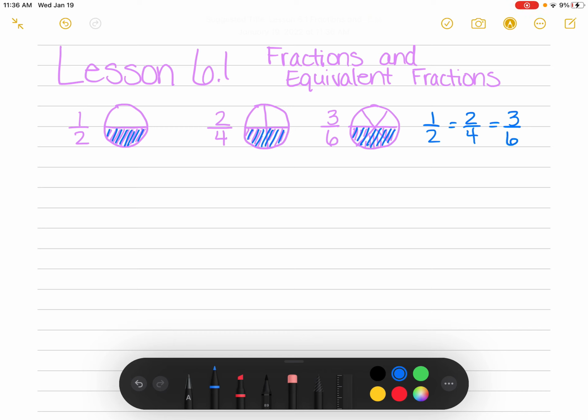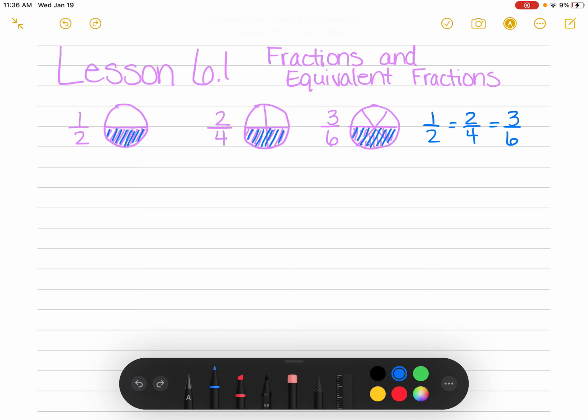And I could have split this up a whole bunch of different ways. I could have split it into 8s, and I would have gotten 4/8. I could have split it into 10ths and gotten 5/10. So there's lots of ways that you can split these up and still get that they're equal. So there are numerous, infinite amounts of equivalent fractions. These are called equivalent fractions because they are equal to each other. Okay, so now we're going to learn how to find some equivalent fractions.